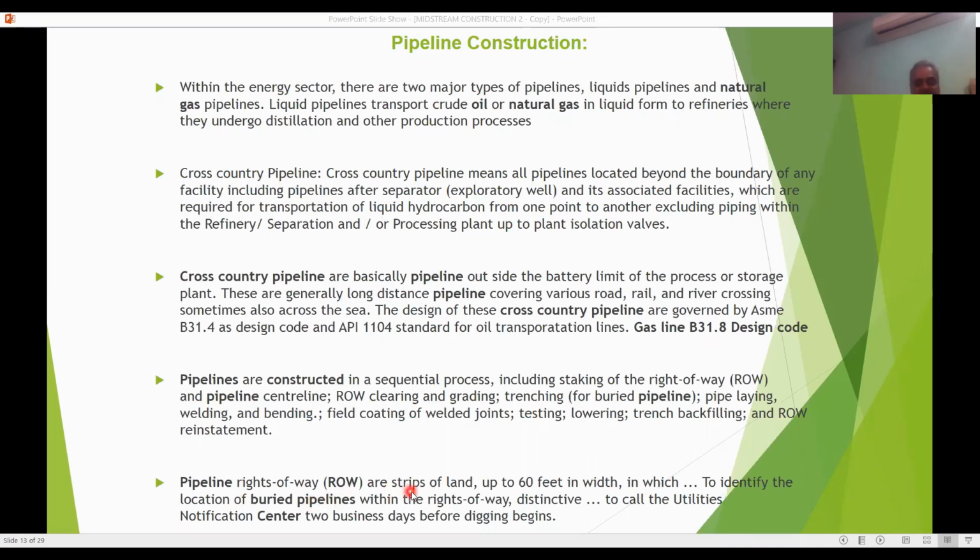Pipeline ROW, rights of way, are strips of land up to 60 feet in width, in which to identify the location of buried pipelines within the rights of way. It is required to call the utilities notification center 2 business days before digging begins. See, there is 60 feet width. That means from the center of the pipeline, 30 feet on either side. Total width, ROW, should be 60 feet minimum. Whenever you are going to dig or do an excavation job, you should take local government permission by giving a notification minimum 2 business days before.